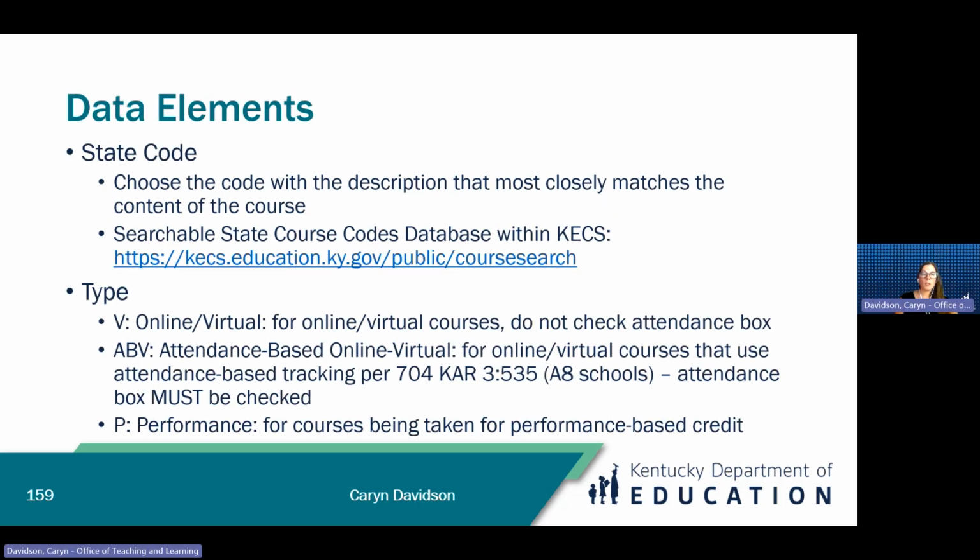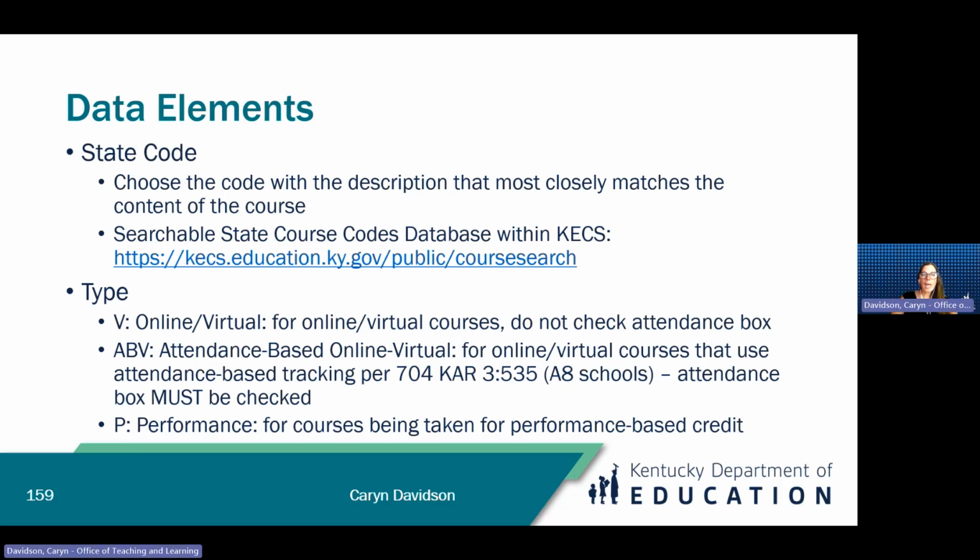So we'll start with the state code, or the state course code. We always advise that you choose the code with the description that most closely matches the content of the course. It may not be a 100% match, but we hope it should be a 90 to 95% match, that whatever course is being offered in your school, the description should align to the description of the state course code that you select. We do have the searchable state course codes database within KEX available for reviewing all of our state course codes and the description for those courses.